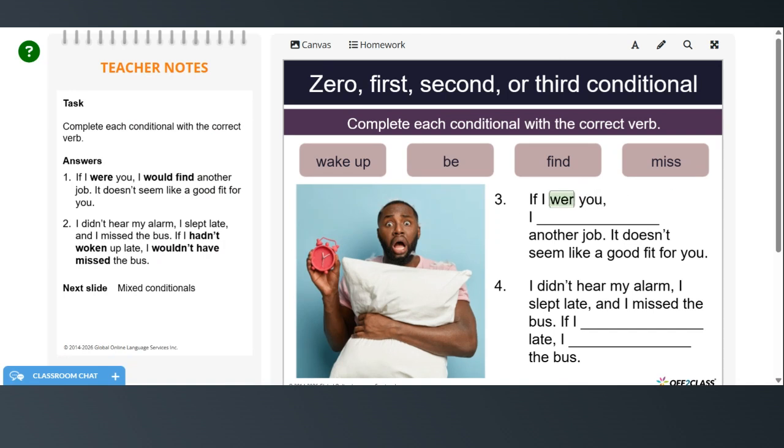So if I were you, I would find another job. It doesn't seem like a good fit for you. I didn't hear my alarm. I slept late and I missed the bus. If I hadn't woken up late, I wouldn't have missed the bus.